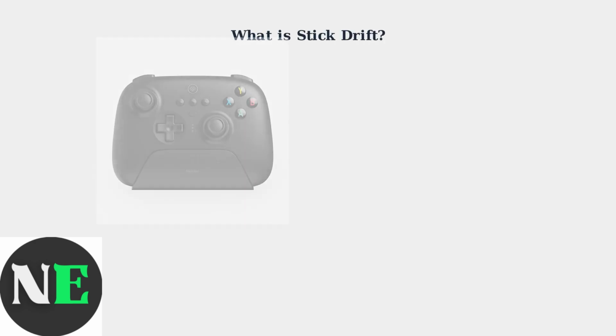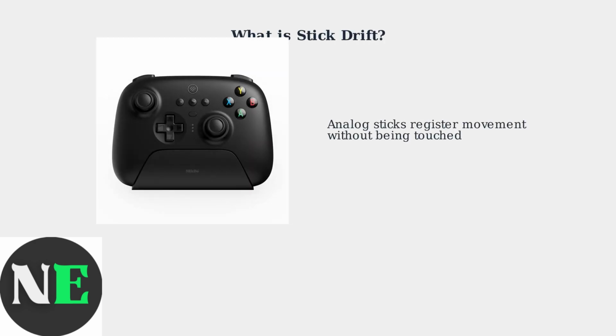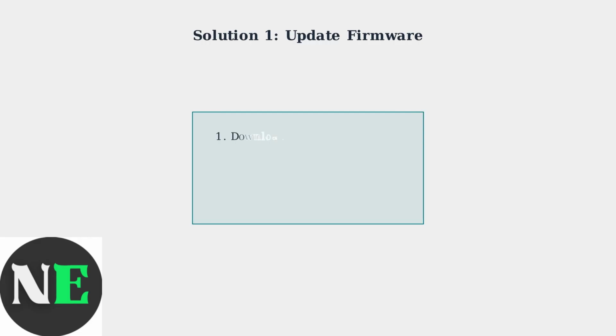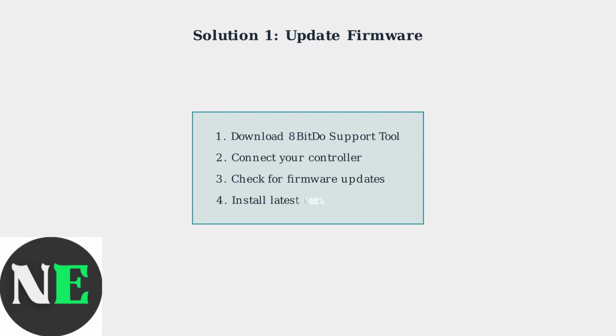Stick drift occurs when your 8BitDo controller's analog sticks register movement without you touching them. This frustrating issue can completely ruin your gaming experience by causing unwanted character movement or camera drift. The first step to fix stick drift is ensuring your controller's firmware is up to date.